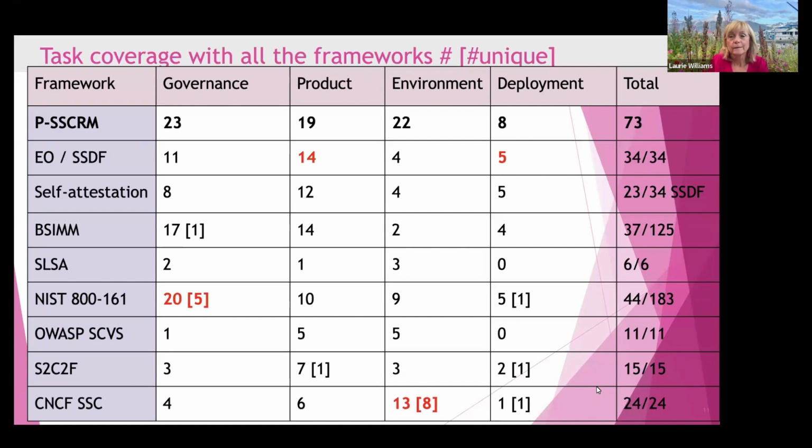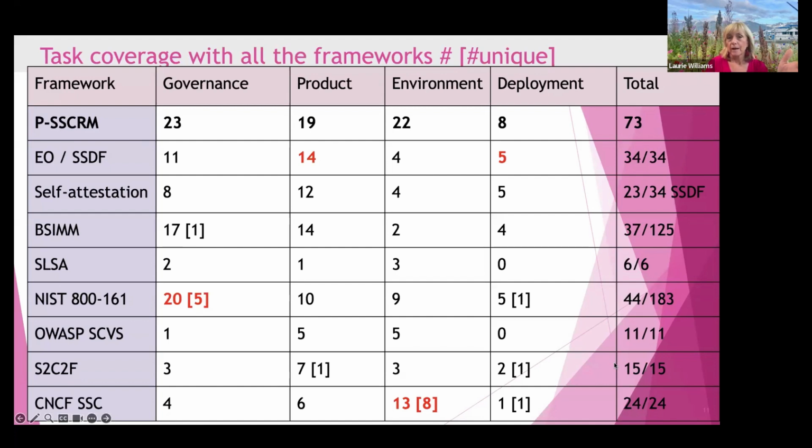And so what this chart is meant to say is how many tasks came from each framework. So P-SSCRM has 73 tasks. The executive order and SSDF, which are essentially equivalent, has 34. Self-attestation, which is a US kind of thing. BSIMM, there's 125 tasks in BSIMM and 37 of them mapped to this framework and whatnot. So you can see on the rightmost column how many of the tasks in that framework made it into P-SSCRM.